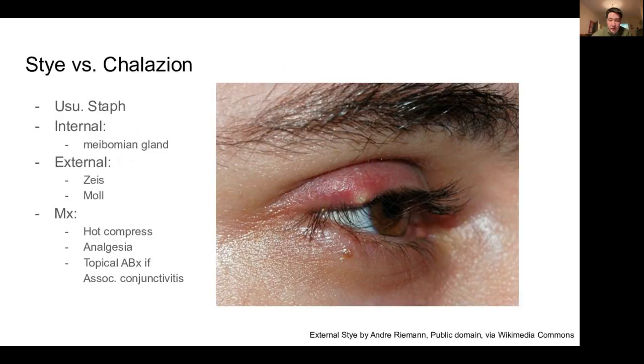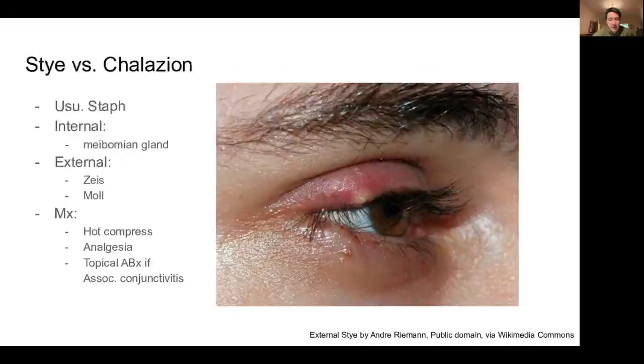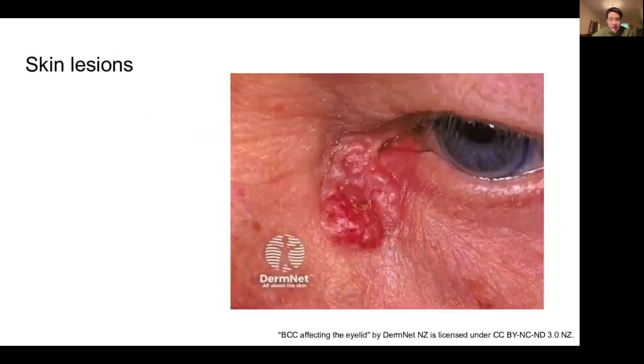So this is a sty. You can see it's got a yellow point. The eyelid looks quite red. By comparison, this is a chalazion. A chalazion is a retention cyst, usually of the meibomian gland. It's usually firm and painless compared to this sty, which looks quite red and often has that yellow point. Good job, guys.